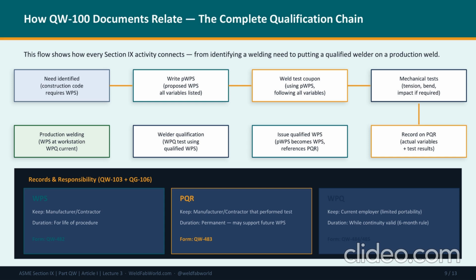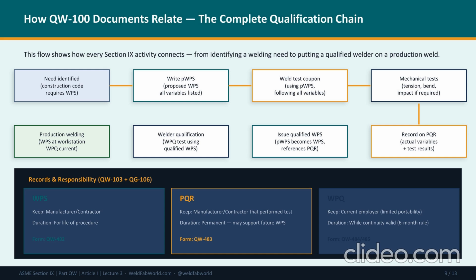Production welding begins. The bottom of the slide shows the records and responsibility summary. WPS retained by the manufacturer or contractor for the life of the procedure. PQR retained permanently by the manufacturer that performed the test. WPQ retained by the current employer while continuity is valid. 6 months without use causes lapse.